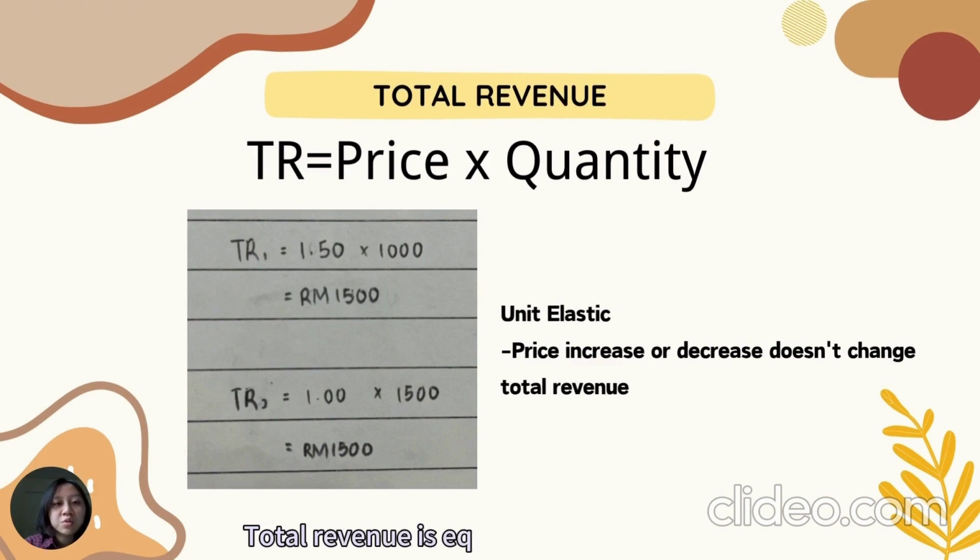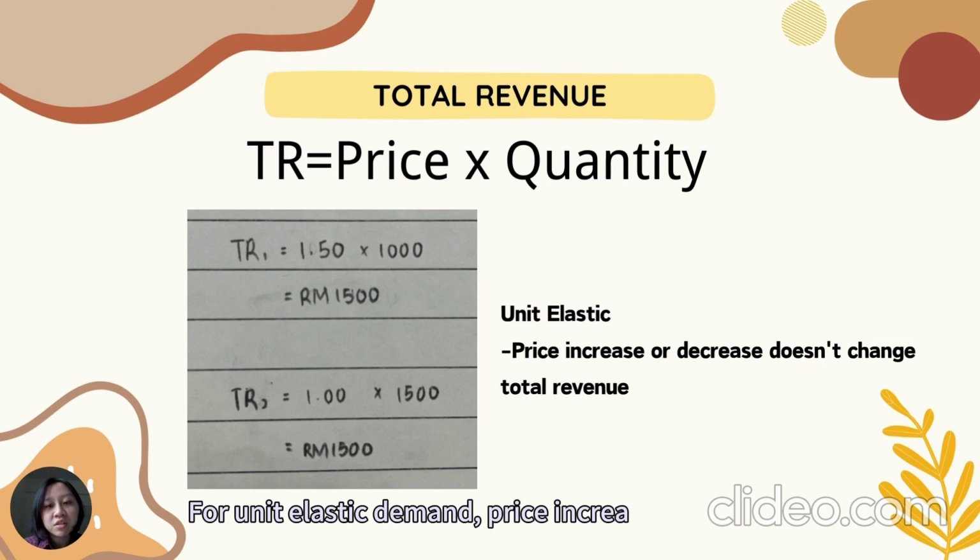Total revenue is equal to price times quantity. For unit elastic demand, a price increase or decrease does not change the total revenue.